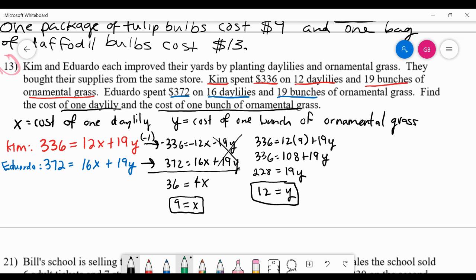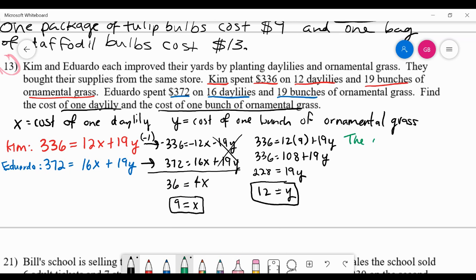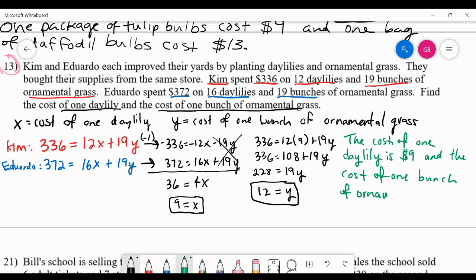So now my answer in a complete sentence is: the cost of one daylily is $9, and the cost of one bunch of ornamental grass is $12. That's it. Let's do another example.